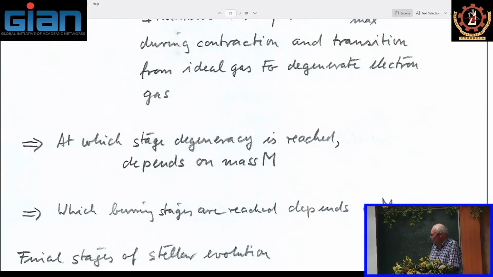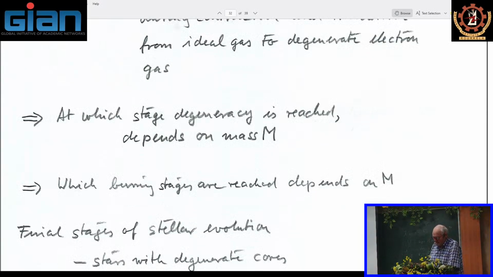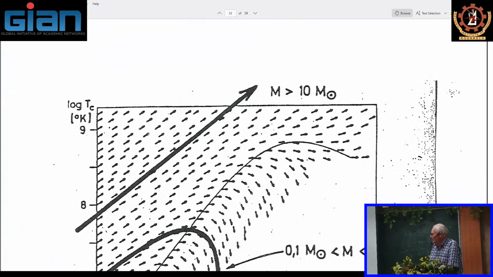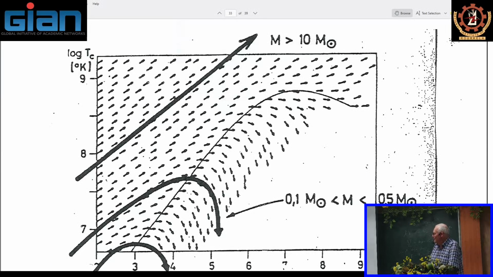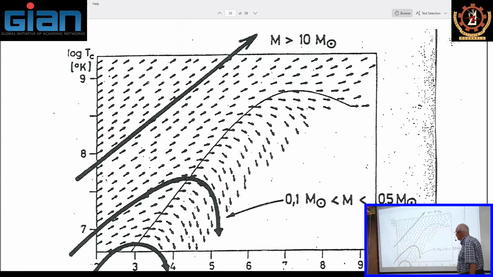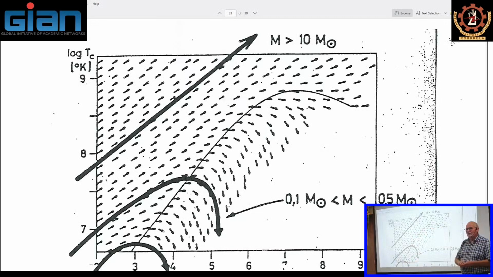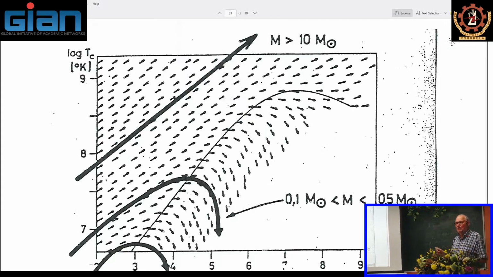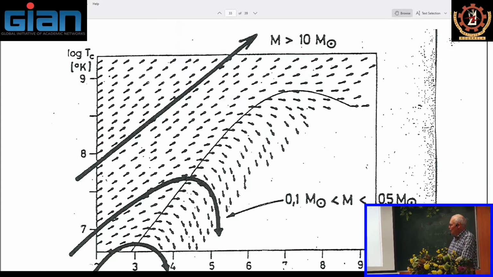And here I cannot demonstrate this, because it requires real stellar evolution calculations, but in a schematic way it looks like the following. This is, in a schematic way, the run of temperature with density. Here we have log central temperature against log central density, and the thick arrows are the tracks, the lines along which the star evolves during stellar evolution.